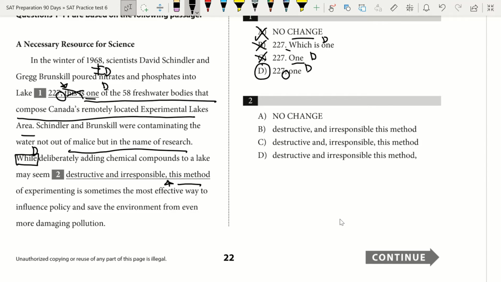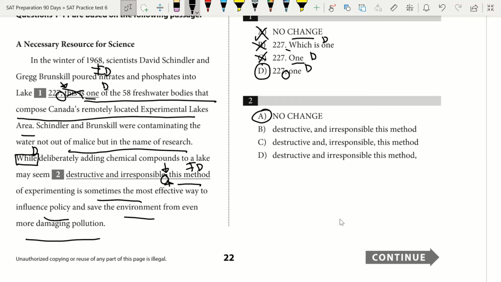Then we say this method of experimenting is sometimes the most effective way to influence policy and save the environment from even more damaging pollution. Okay, that's perfect. That's absolutely grammatically correct. There's nothing wrong there. We have our dependent clause that ends after "responsible," so we put a comma there. Then we just go into our independent clause. So that one right there, that's perfect.